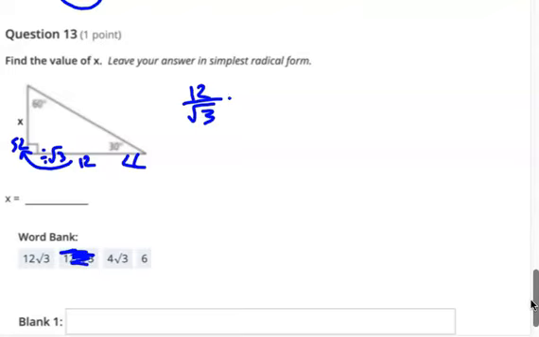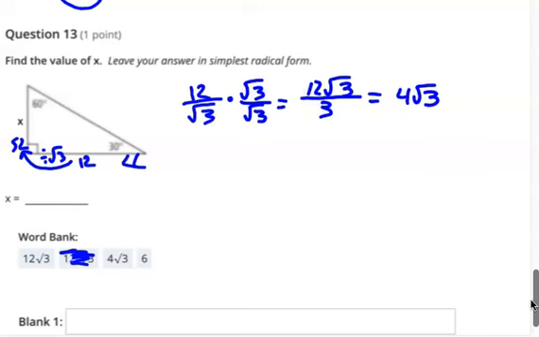You can't leave a square root in the bottom. So we multiply by square root of 3 over itself. We get 12 square root of 3 on the top, just a 3 on the bottom. 12 divided by 3 is 4. So this is 4 square root of 3, which is our answer here. So that's everything for 8.2. Moving on to the next page.